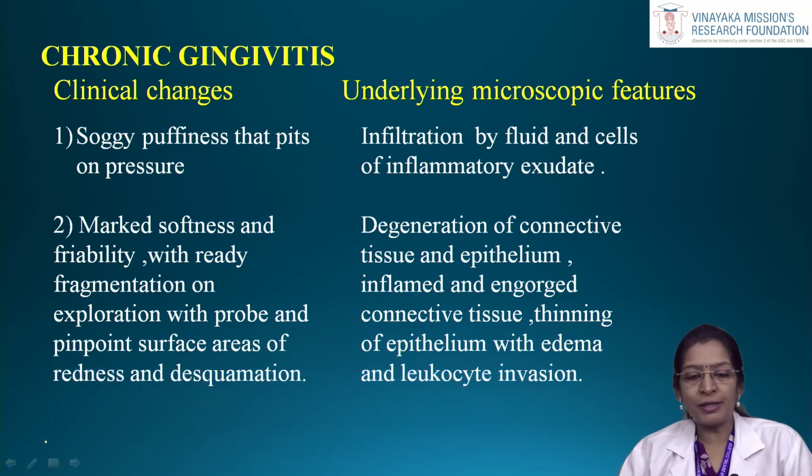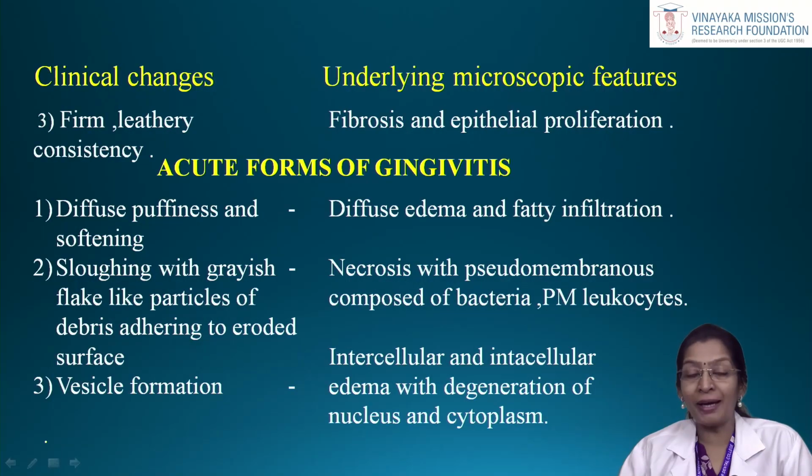In chronic gingivitis, when there is soggy puffiness that pits on pressure, the underlying microscopic feature is infiltration by fluid and cells of the inflammatory exudate. When there is marked softness with friability, with pinpoint areas of redness and desquamation, the underlying microscopic feature is degeneration of the connective tissue and the epithelium. So here the epithelium is thin and the connective tissue is engorged with edema and leukocyte invasion. If the consistency is firm and leathery, the underlying microscopic feature will be fibrosis and epithelial proliferation.